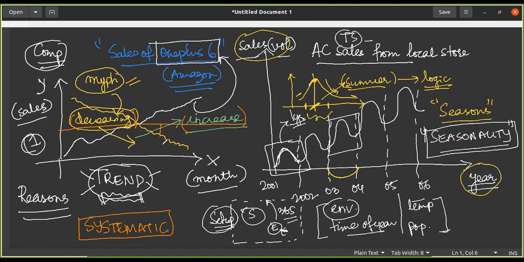For example, this orange line over here refers to the daily sales of, I don't know, cigarettes of some kind of a cigarette company, or some kind of a wine brand.